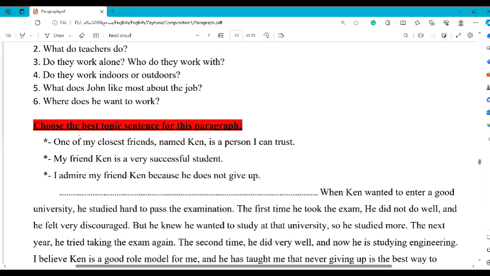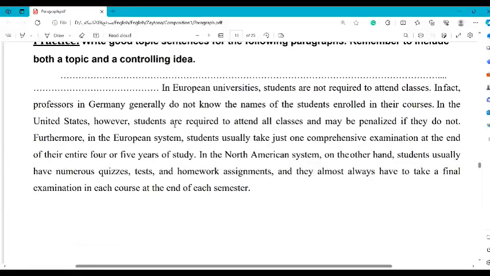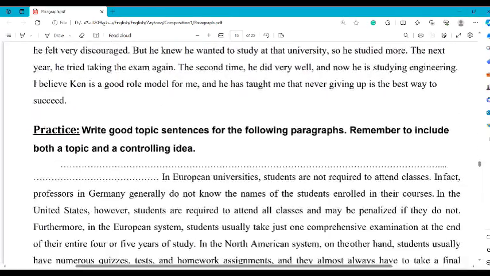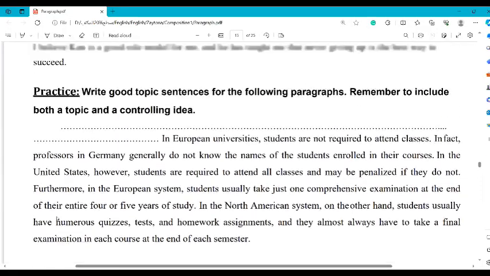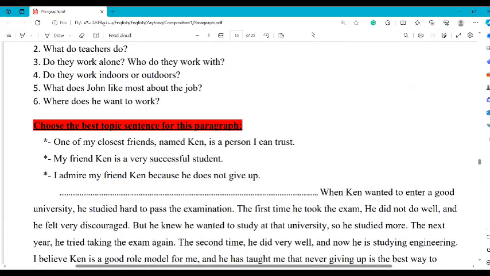The first one is just to choose the best topic sentence, just to choose one of them. This is practice number one. Practice number two is to write a good topic sentence for this paragraph. Here we have a missing topic sentence. It means we don't have a topic sentence here. So we need to write a good topic sentence for this paragraph. Okay? So please do the assignment on the same page, page number 14. Is it clear? Yes. Okay, do you have any question?